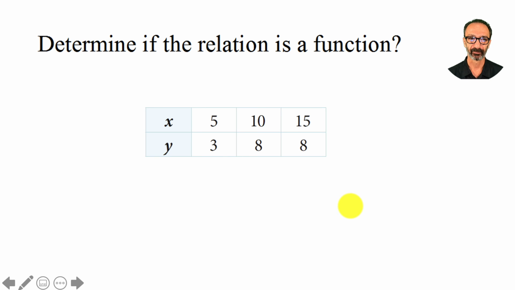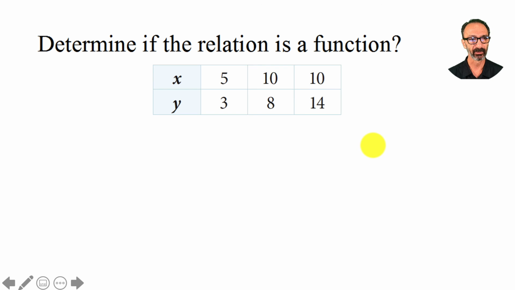How about this one? Here's the inputs 5, 10, 15. Well, it's not repeating. I know they share 8 here, but that's no problem. 5 has only one output. 10 has only one output, which is 8. 15 has only one output, which happens to be the same number 8. But every input has exactly one output, so it's a function.